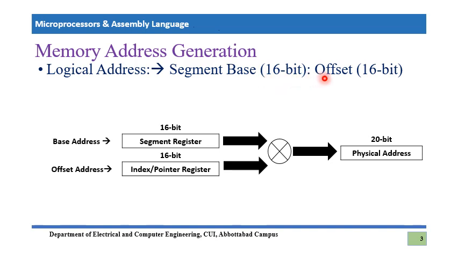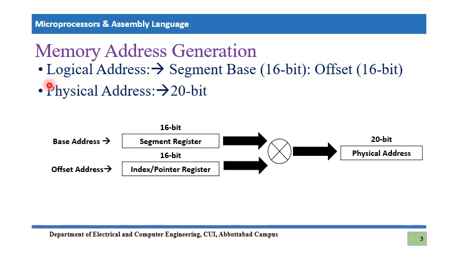Similarly, the offset can be held in a number of registers. What are those registers? Index registers, including destination index and source index. The offset can also be stored in pointers like the stack pointer and base pointer, and it can also be stored in the instruction pointer itself. So there can be a number of combinations, and we are going to see those combinations in coming slides.